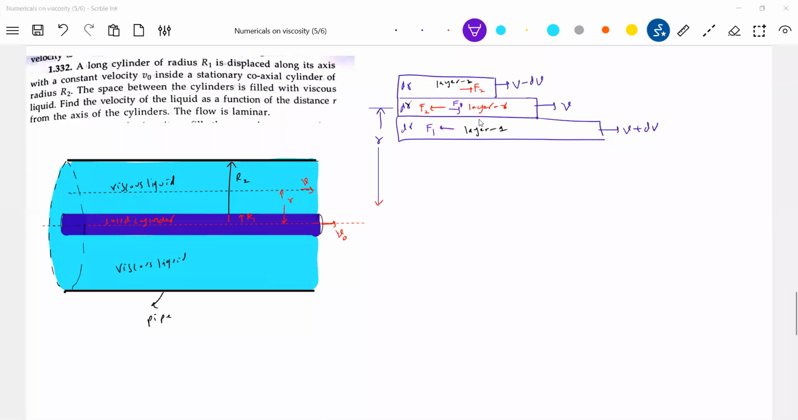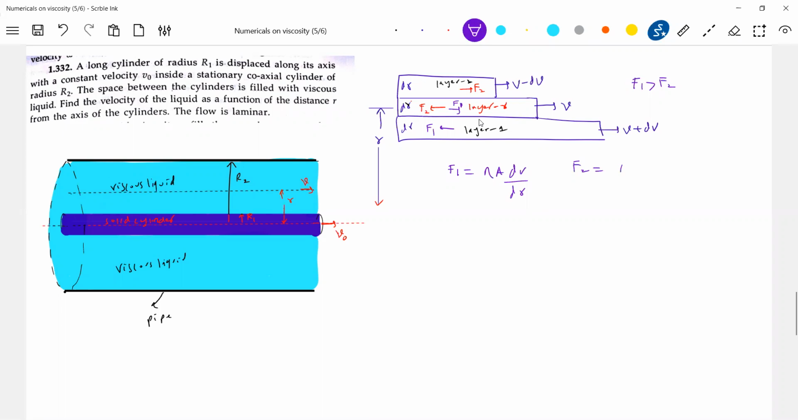F1 should be greater. So here F1 is greater than F2. Therefore, I want the resultant force acting on them. Now, what is F1? Eta A. What is the relative velocity between them? Should be dV by dr.